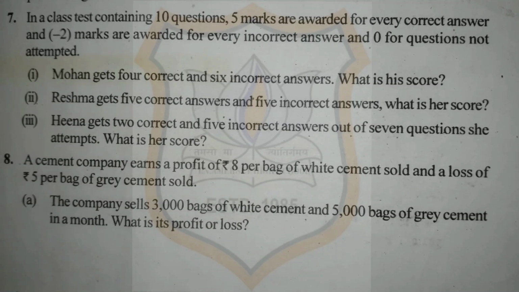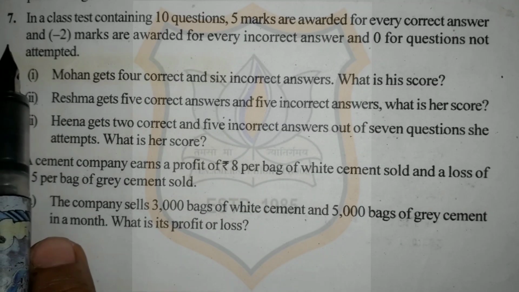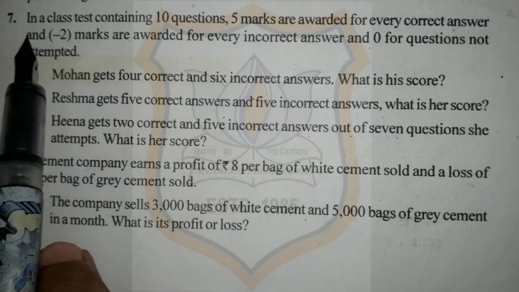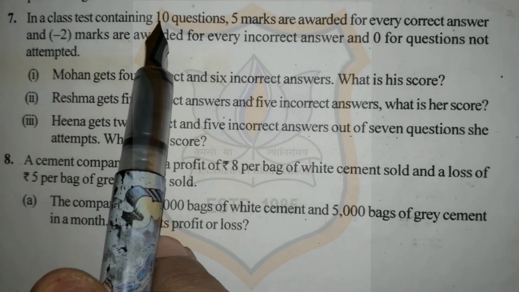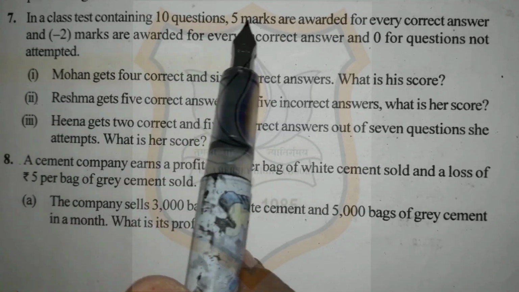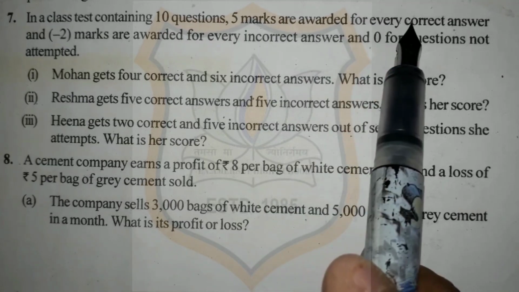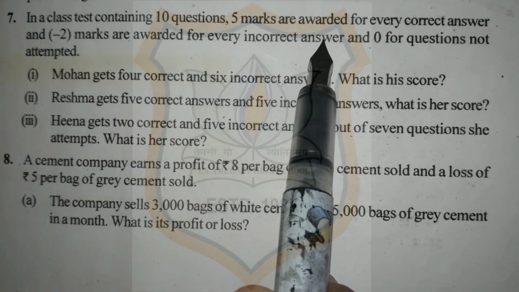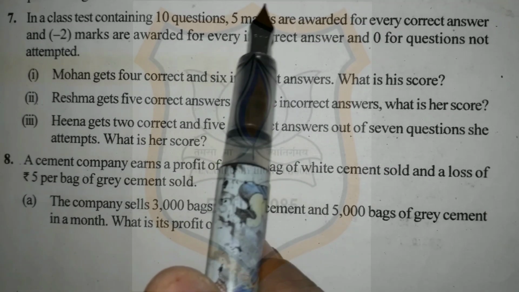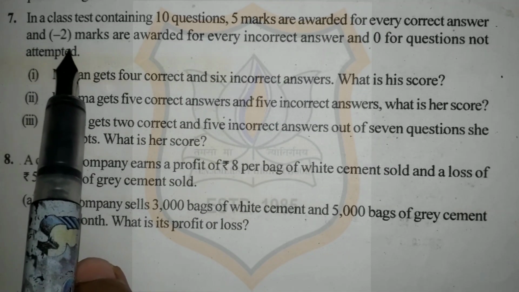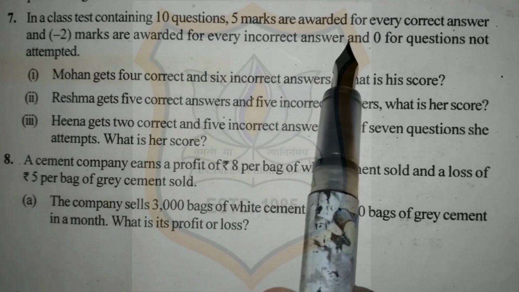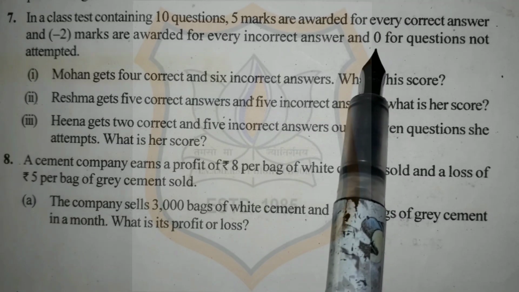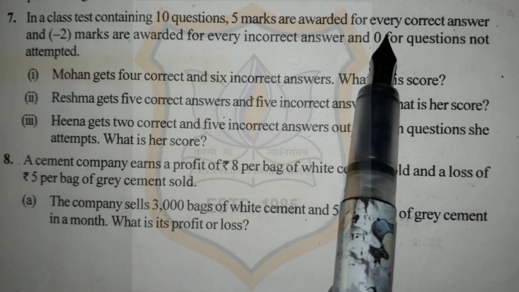Now students, we are going to solve question number 7 of exercise 1.3. Question number 7 of exercise 1.3 is: in a class test containing 10 questions, total questions are 10, 5 marks are awarded for every correct answer and minus 2 marks are awarded for every incorrect answer. That means 5 marks are given for correct answer and minus 2 marks are given for incorrect answer. And 0 marks are given for a question not attempted.